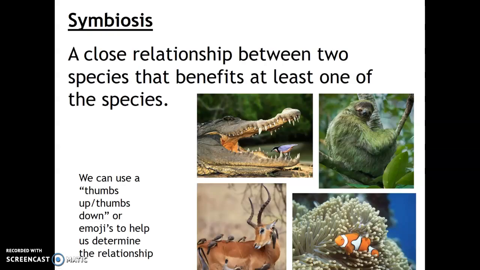All right, symbiosis is the third type of relationship. Here we have a close relationship between two species where one of them is benefiting. It could be a situation where both benefit. It could be a situation where one benefits and one is not affected, or it could be one benefits and one gets hurt. So we're going to talk about those three different scenarios. We're going to use a thumbs up, thumbs down thing. I also have emojis on my slides. And that's going to help you hopefully remember what these different relationships are.